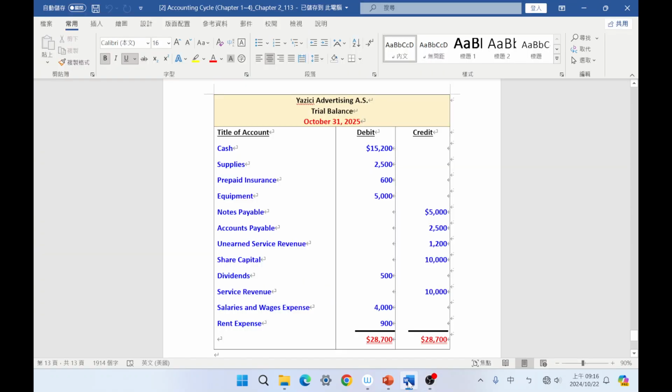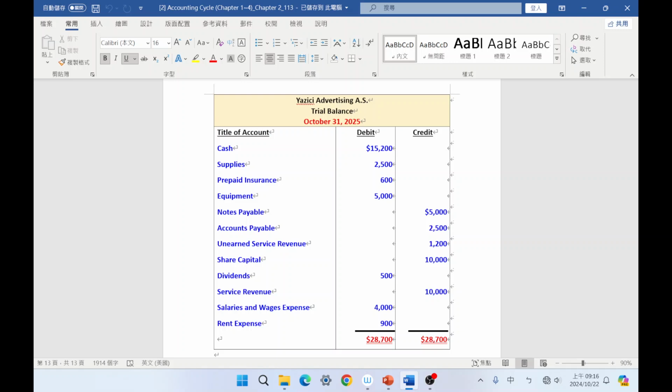Okay, so let's continue our content today. We will finish chapter 2, go to chapter 3. So remember, this is the last thing we've done from last week. So last week, we finished this table, trial balance 试算表, right?